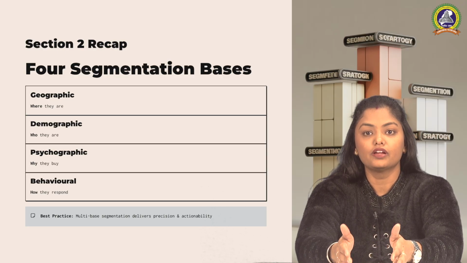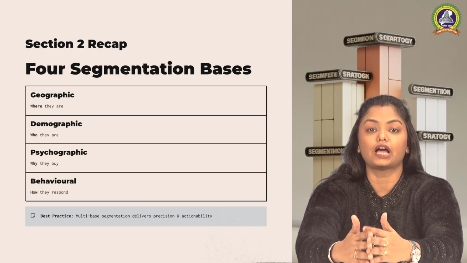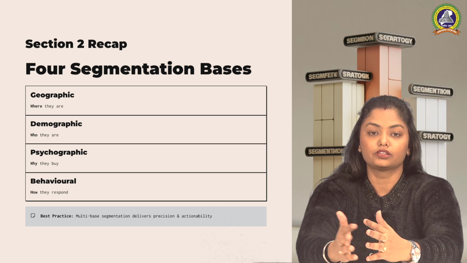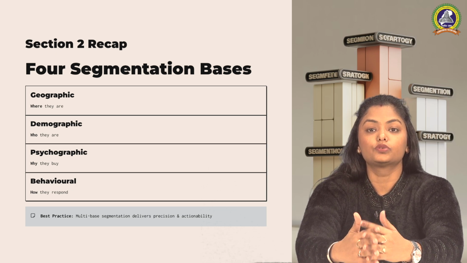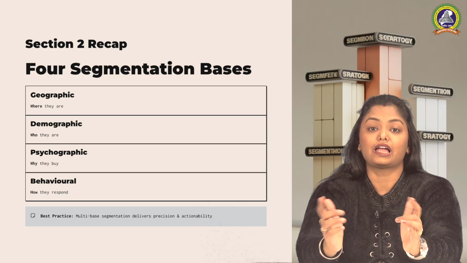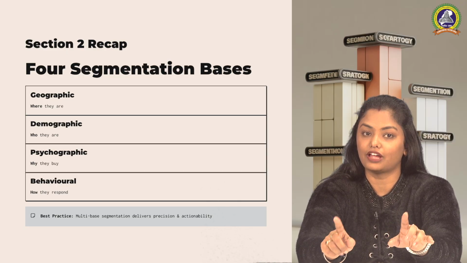Second, demographic, which segments based on who they are, using variables like age, income, and gender. Third, psychographic, which goes deeper to understand why they buy, looking at their lifestyle, personality, and values.